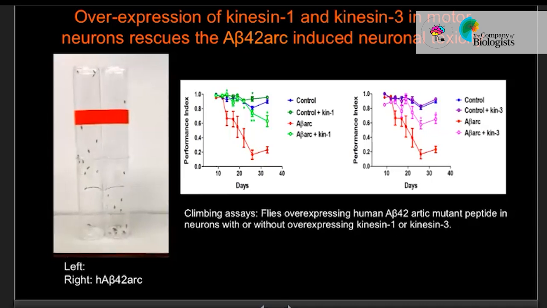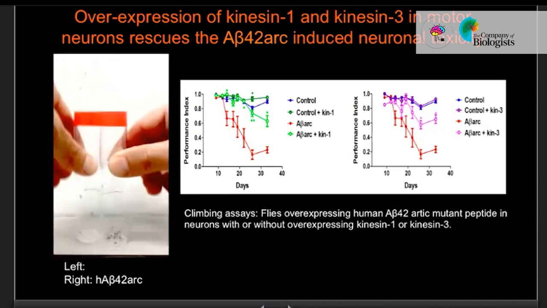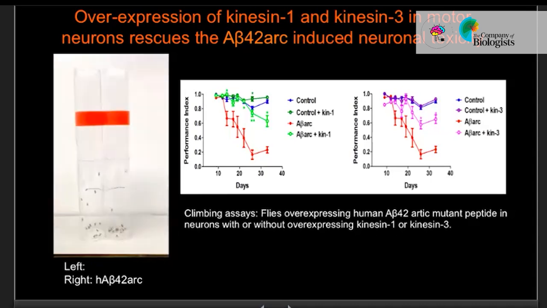But the ones that are expressing this peptide plus kinesin 1, so overexpressing kinesin 1, inducing more transport, or kinesin 3 in purple in the next one, this overexpression can rescue the climbing capacity of these amyloid beta flies. Suggesting that overexpressing motor proteins may help neurodegeneration. And if you remember, I also told you that it's been shown that the levels of motor proteins in dementia patients are going down. So it could be thought of as a therapy, but I'm not going to do it, but someone may think that increasing transport may help patients at some point.